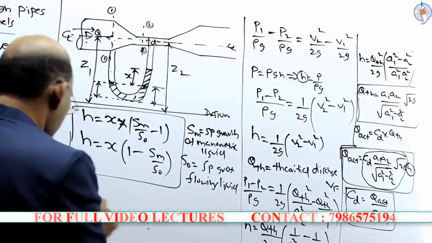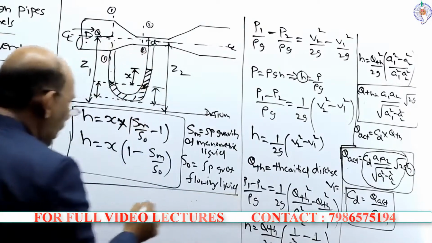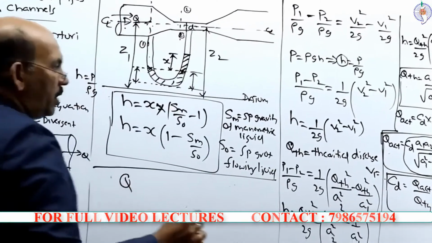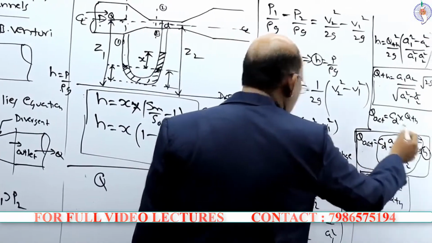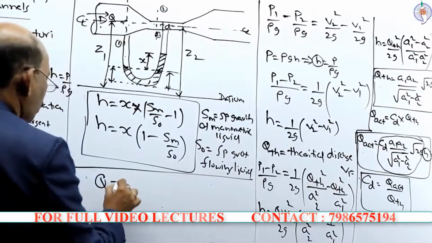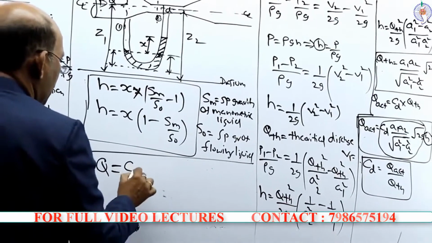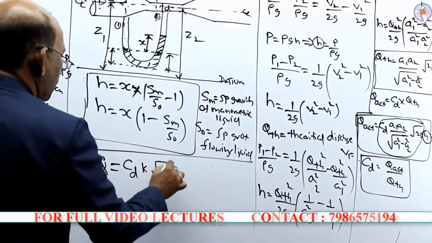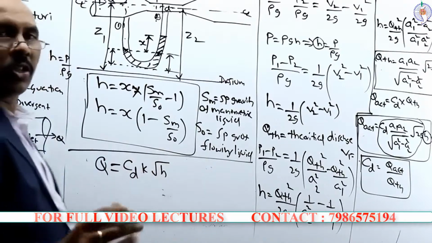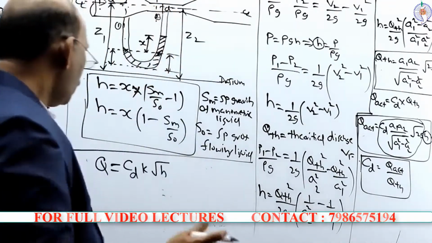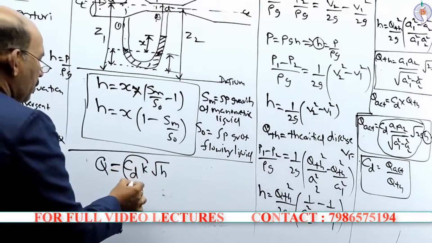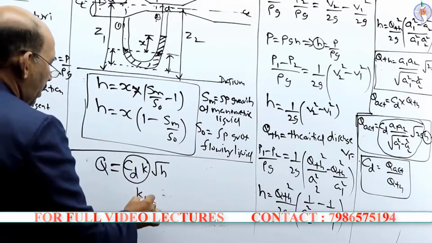That means the value of Q, this whole term is constant, so I can write Q is equal to CD into some constant into root H. The coefficient of discharge is also a constant value, so this whole term again becomes a constant K1.